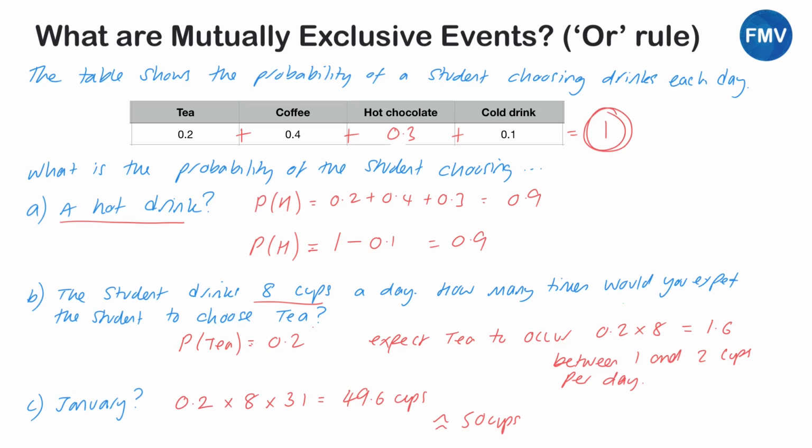So to recap, what are mutually exclusive events? Very simply, they are events that cannot happen at the same time.